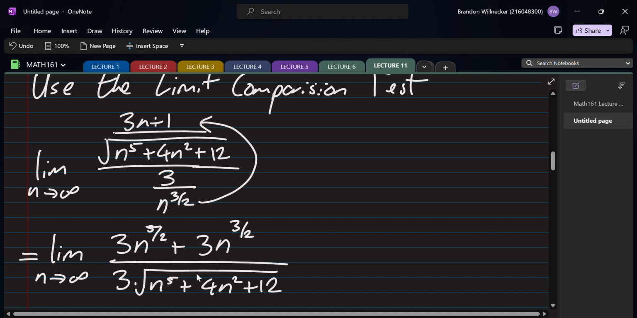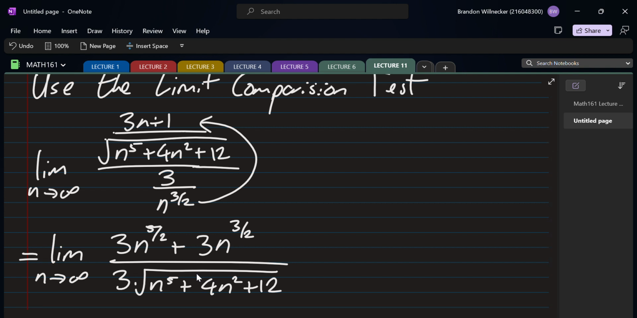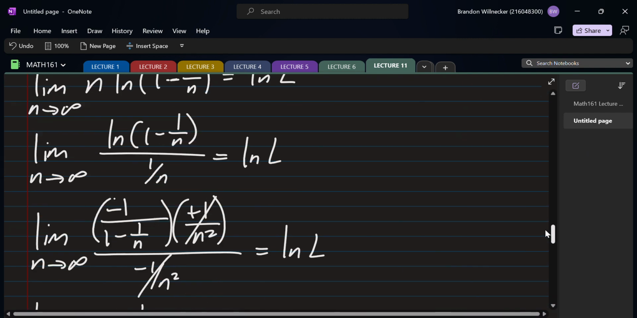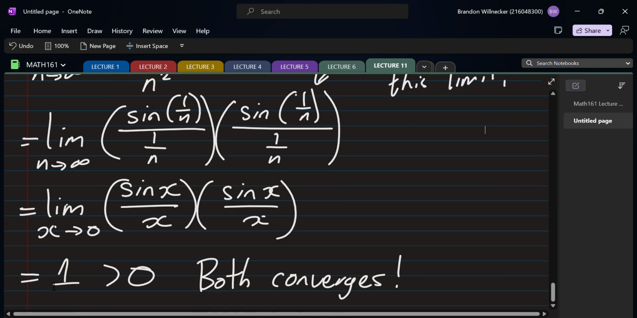Okay, and please remember those conditions. So if it's greater than 1, less than 1, or equal to 1, we know what happens in those cases. Okay, so here it is greater than 0, so both converge.